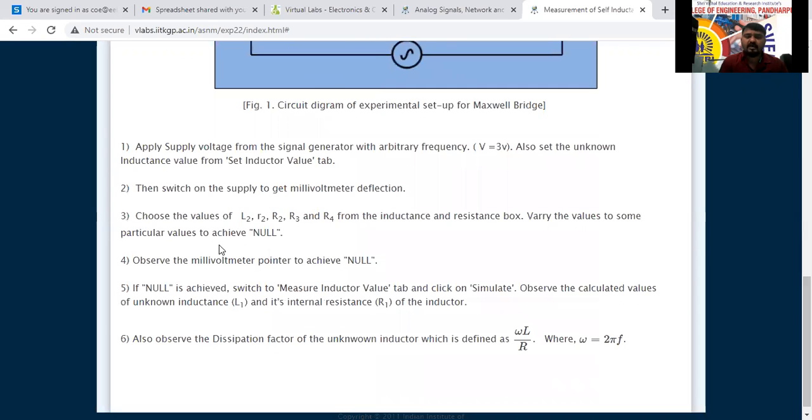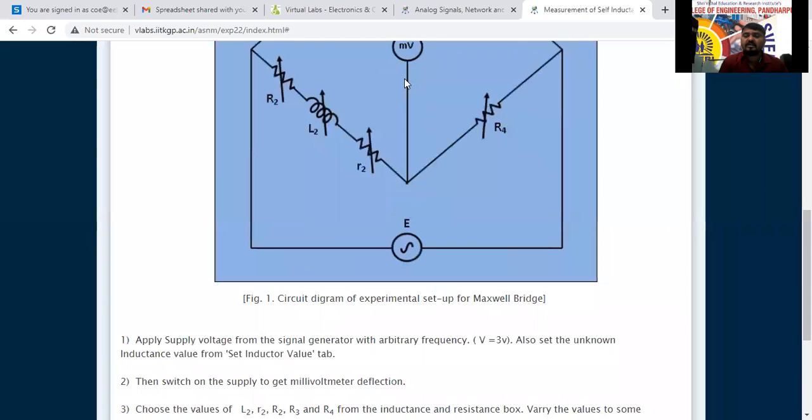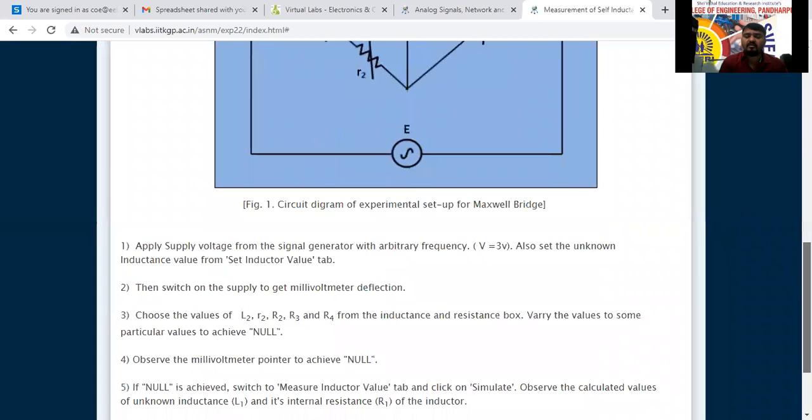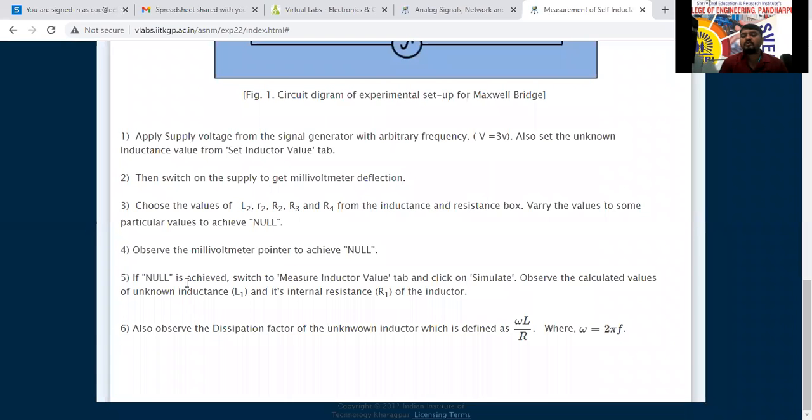Next, once the null is achieved, observe the millivoltmeter to see that it is 0 or not. If null is achieved, switch to the measure inductance value tab and click on simulate. Once the null is achieved, we have to switch to the measure inductance value tab.